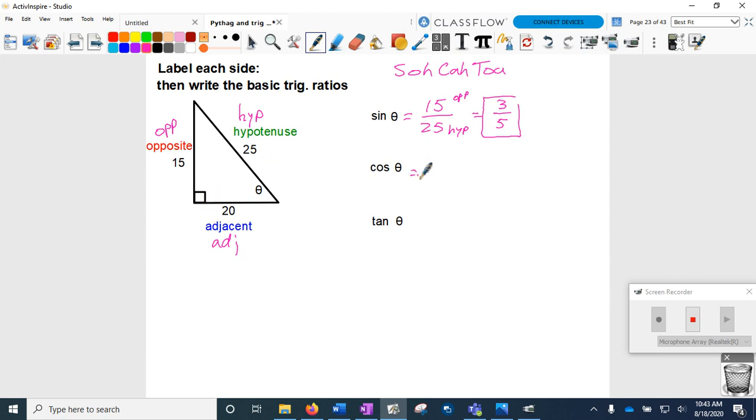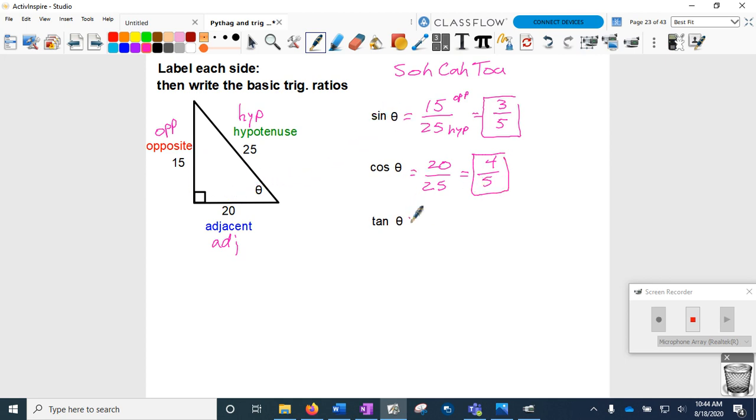Okay. Next, let's do cosine. Again, we want to rely on our magic word, the CAH. C stands for cosine. Do you remember what the A stands for? A stands for adjacent. So we set up our fraction. Adjacent is 20. Do you remember what the H stands for? H stands for hypotenuse. It's 25. And again, we want to reduce this. Can you think of something that goes into both of those? Yeah, 5. 5 goes into 20 4 times, and it goes into 25 5 times. So this is our cosine ratio for this triangle.